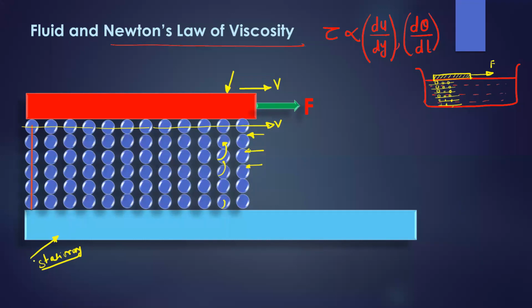So the particles which are in contact with the stationary plate, theoretically, they will have the no slip condition. Okay, so no slip condition means this particle will remain in the stationary position because they are in contact with this plate. Okay, so here velocity will gradually increase like this, and the velocity will be maximum in this top layer. So you will get this velocity triangle, and here you can observe this variation.